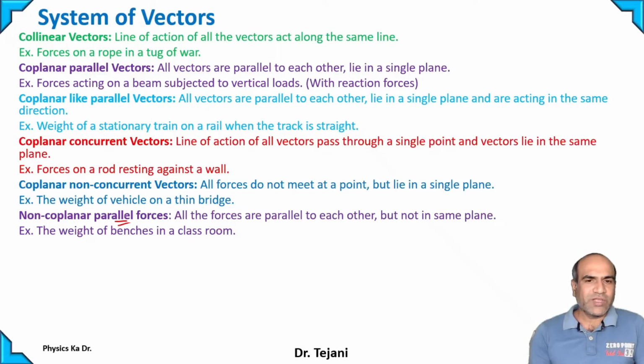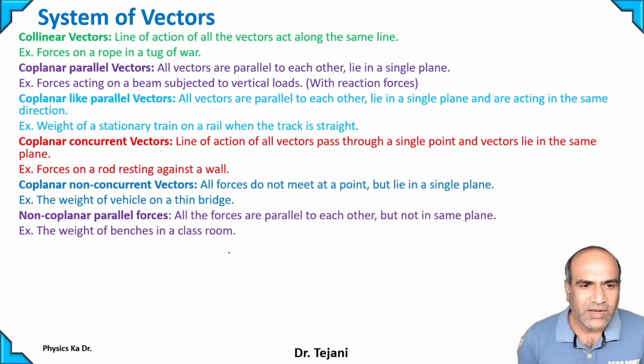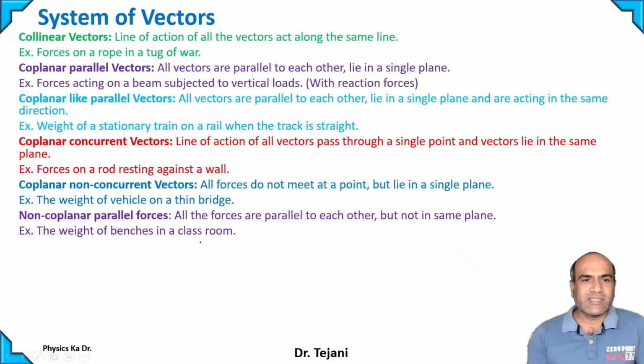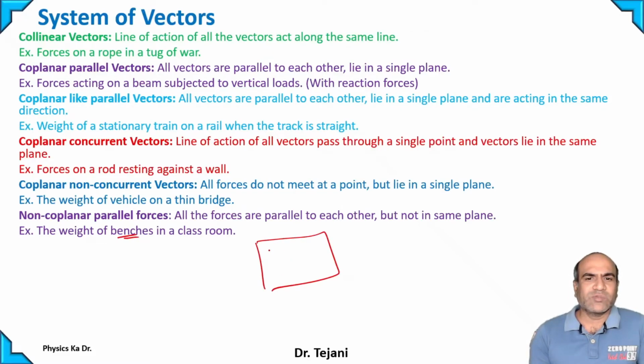Example of weight, tree. Then weight of benches in a classroom. There are benches in a classroom, a 3D drawing. One bench is located here, second located here, third here. Right? So there are three-dimensional parts, and you can find plenty of other examples also.